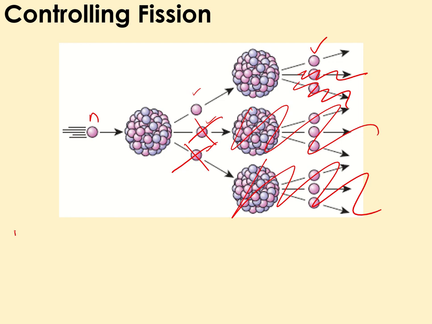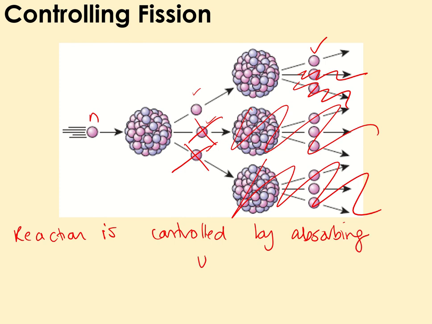Okay, so the reaction is controlled by absorbing unneeded neutrons.